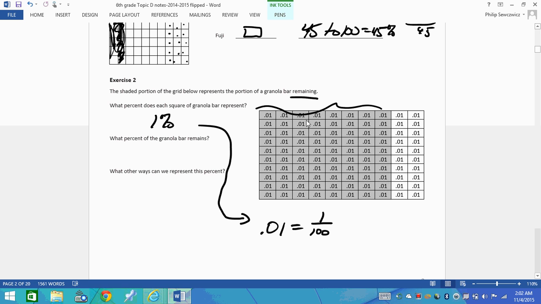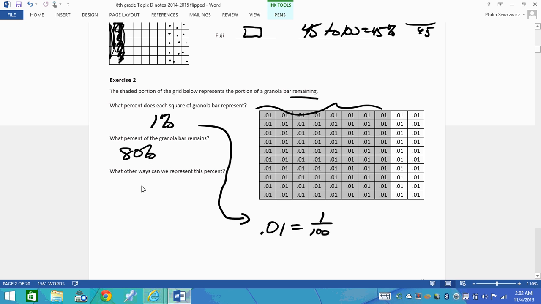So a 1, a 2, a 3, a 4, a 5, a 6, a 7, and 8. All right, and then a 1, a 2, a 3, a 4, a 5, a 6, a 7, an 8, a 9, a 10. 10 times 8 is 80. So I have 80 of those squares. Each is worth 1%. Well, I've got myself 80%.